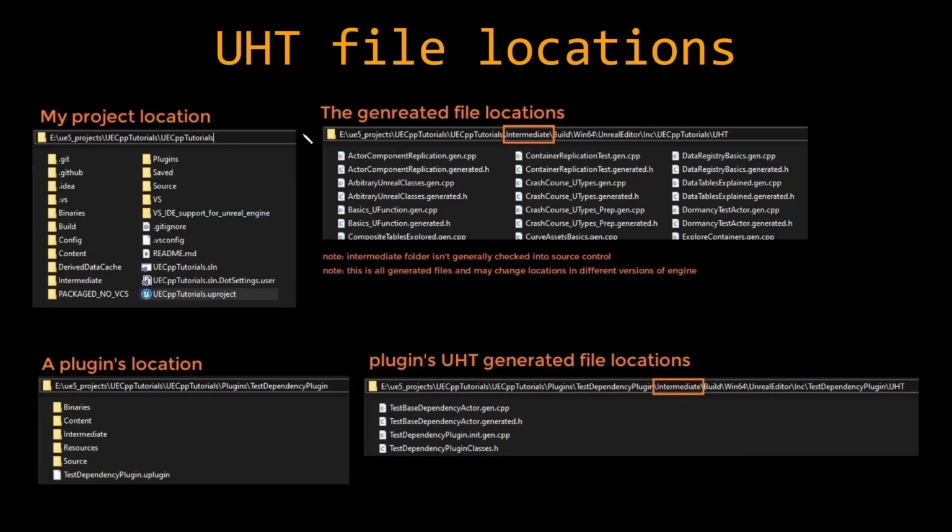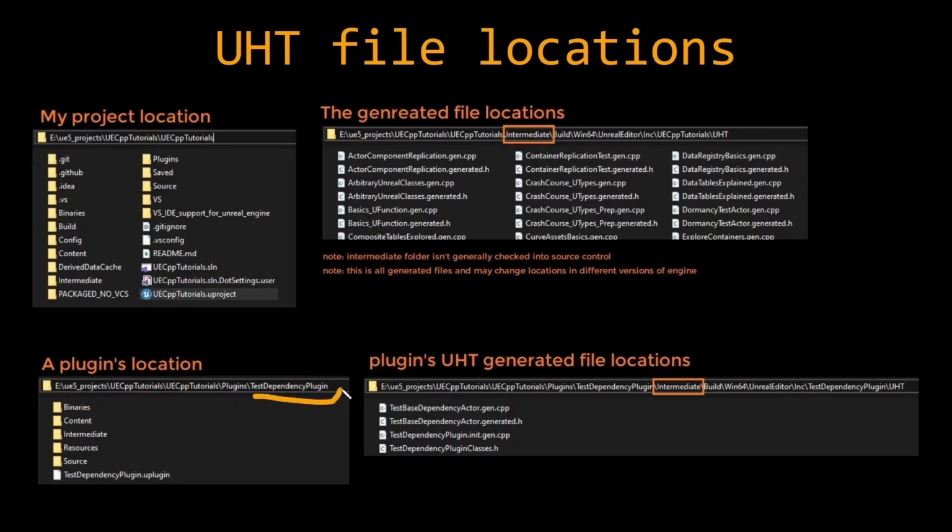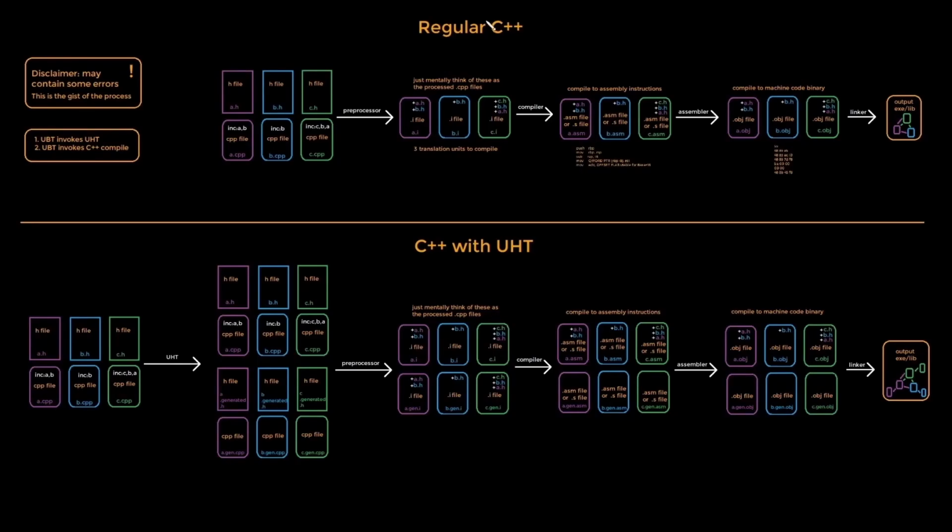So where can you find these files? Well, my project is UECPP tutorials. Nested in there is an intermediate folder. The intermediate folder is like a temporary folder. You don't generally check that in because this stuff is just generated code that gets changed and you don't really want to bother tracking all of that in Git or Perforce. But if we go into this folder and follow this path, you'll see that there's all these .gen.cpp files and .generated.h files. And this is for the project. If we look for plugins, for example, I have a plugin here, test dependency plugin, and there's an intermediate folder in that plugin's folder structure, and you can drill down into that to get to UHT and find some generated files there.